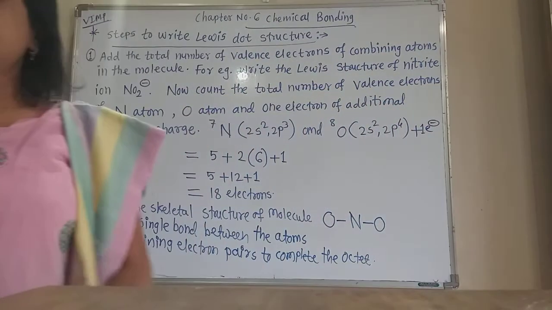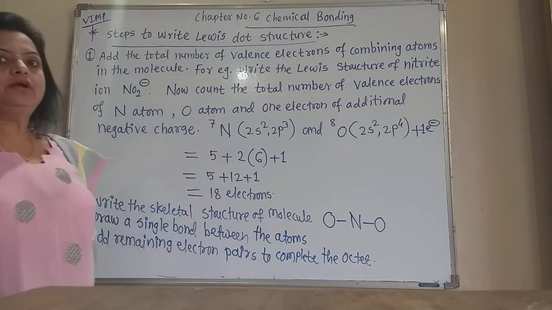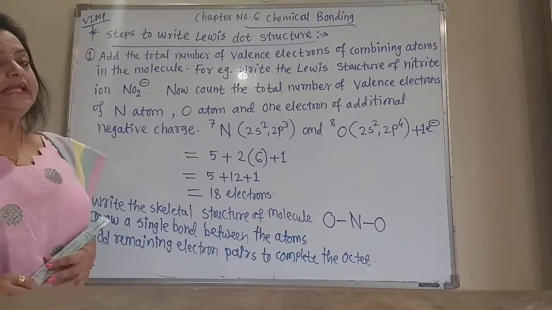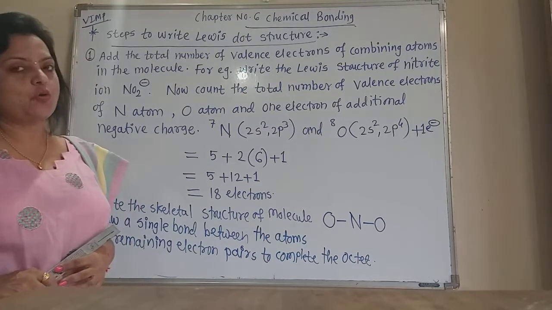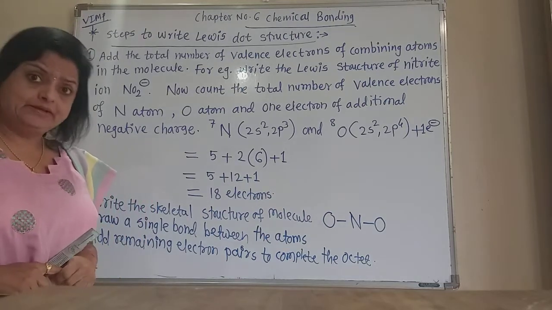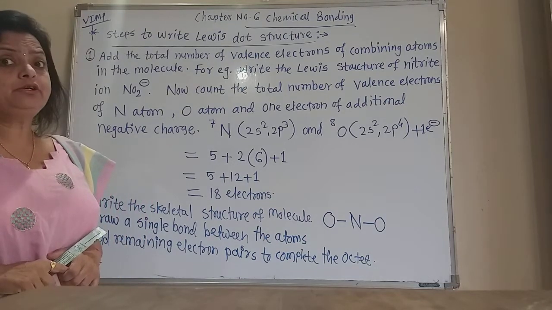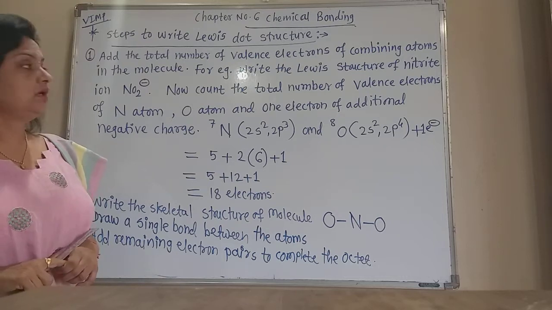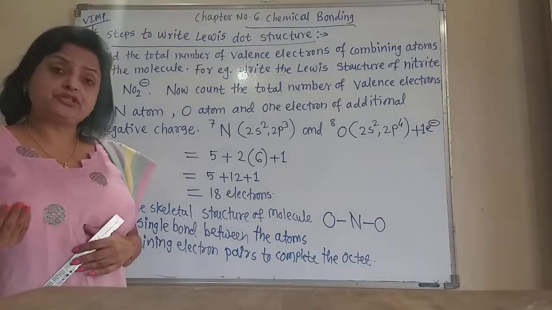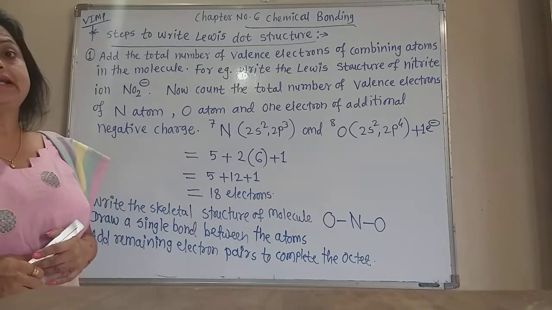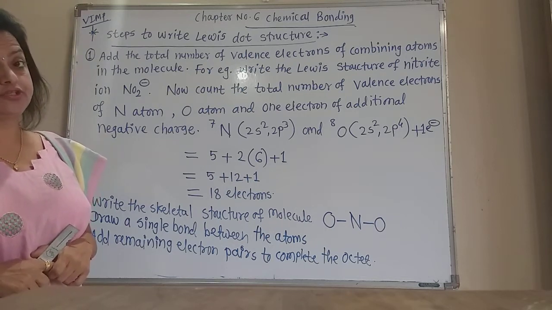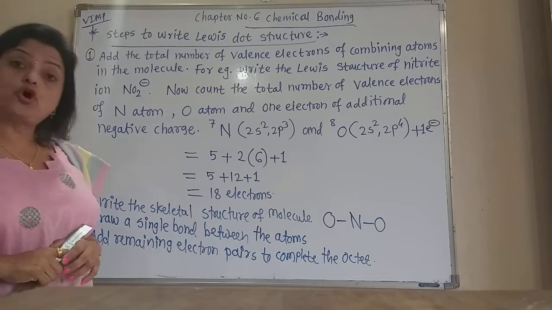Good morning, students. Today we are going to study how to write the Lewis dot structure of molecules. Lewis, in his theory, denoted the electrons by dots. We have already seen some dot structures of Lewis. Now, what are the steps to write the Lewis dot structure?